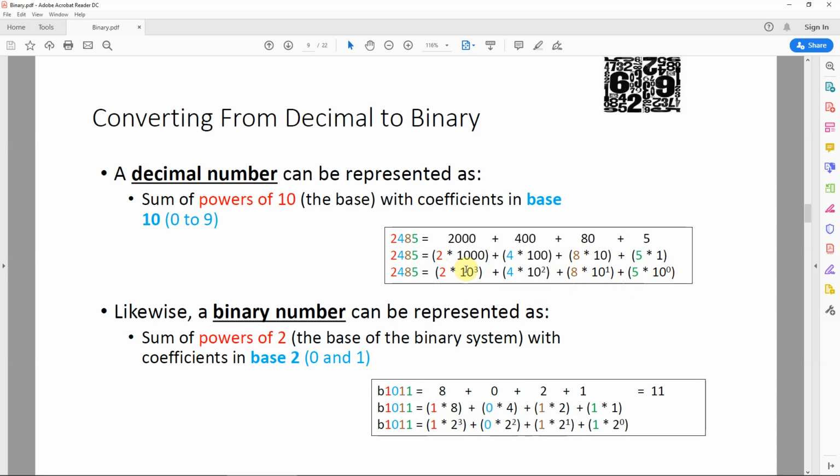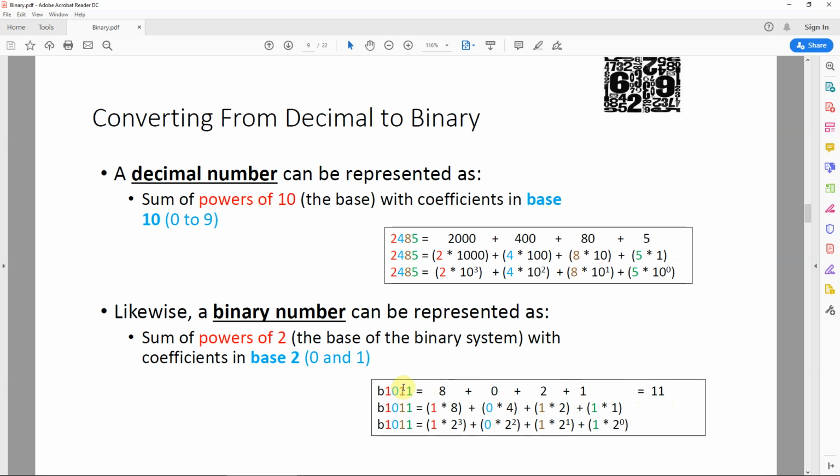And then instead of multiplying them by the powers of 10, 10 cubed, 10 squared, 10 to the 1, 10 to the 0, I'm multiplying them by powers of 2: 2 cubed, 2 squared, 2 to the 1, 2 to the 0. If I go back up, 2 cubed is 8, 2 squared is 4, 2 to the 1 is 2, and 2 to the 0 is 1. Multiplying these together, 1 times 8 is 8, 0 times 4 is 0, 1 times 2 is 2, and 1 times 1 is 1. Add those up, and that equals 11.